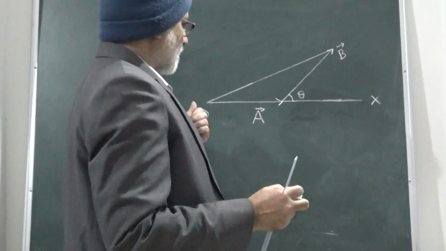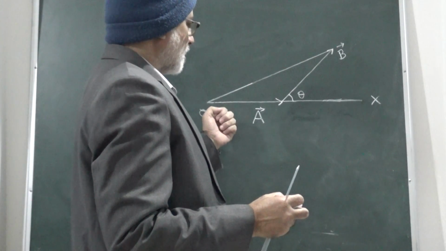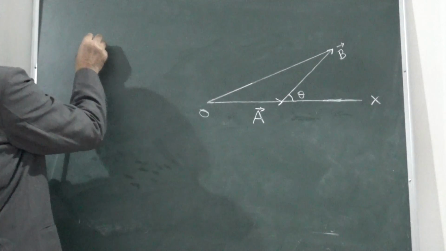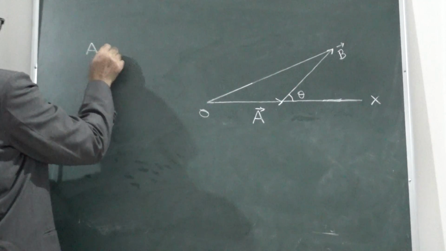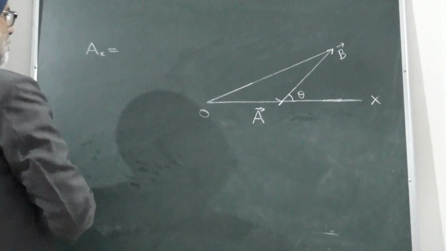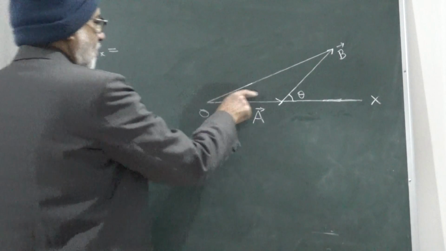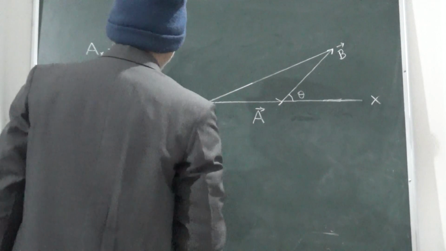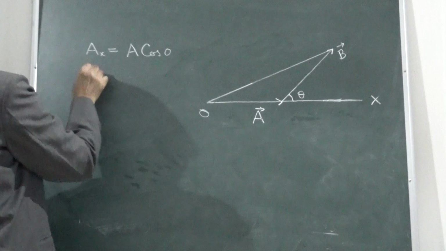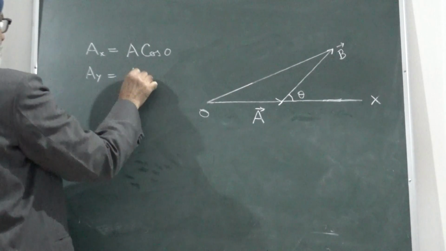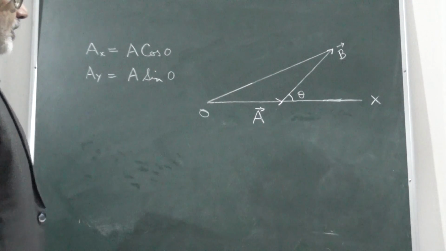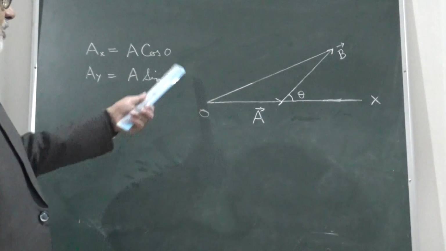If you take the rectangular components of A along x axis and y axis, the x component of A, which is called say AX, will be A cos theta, where theta is the angle which the vector A makes with the x axis. But here the vector A is along the x axis, so the angle which it makes with the x axis is 0. So AX is equal to A cos 0 and the y component is A sin 0. Now we have resolved the vector A into two rectangular components along x axis and y axis.